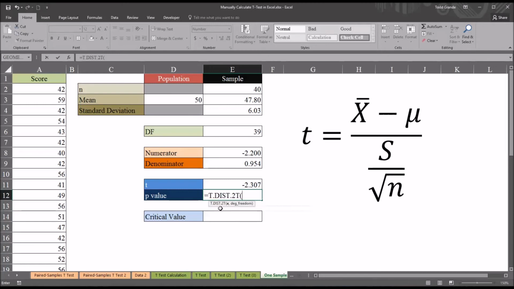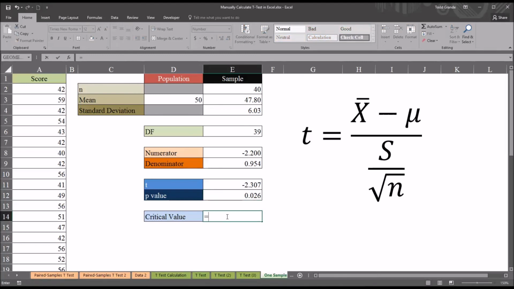That's the function I'm going to use here, and it has two parameters, x, which is going to be the absolute value of the t-statistic, and the degrees of freedom. So for the absolute value of the t-statistic, it'll be ABS, absolute value, and then the t-statistic value in cell E11, and then for the degrees of freedom, cell E6, it's 39. And we have a probability value here of 0.026. Before I interpret this probability value, I'm going to quickly calculate the critical value.